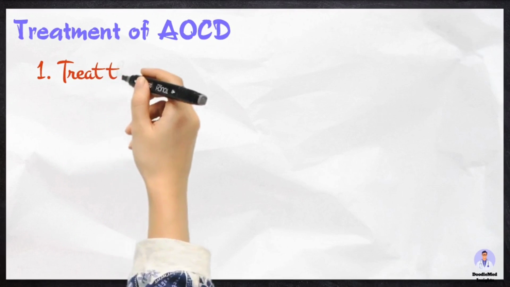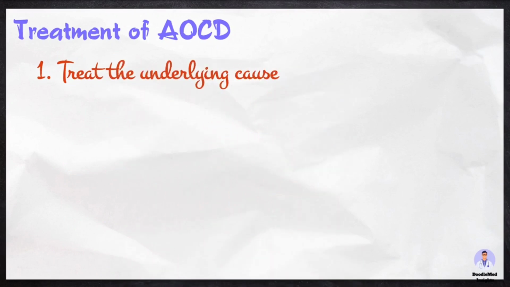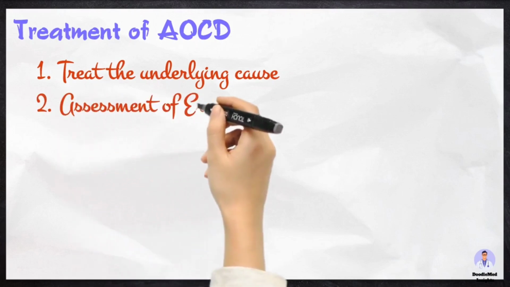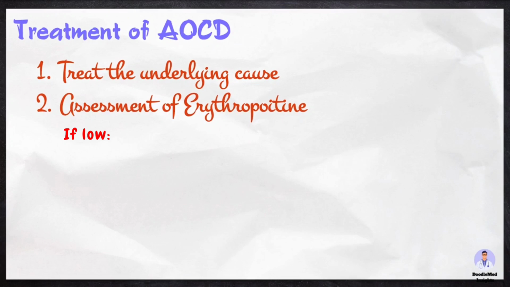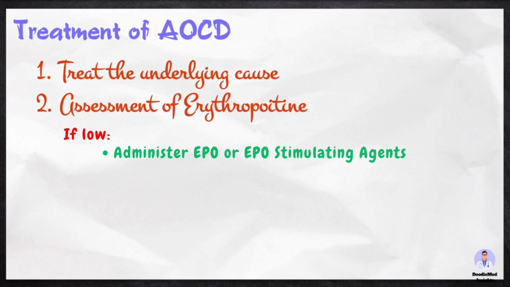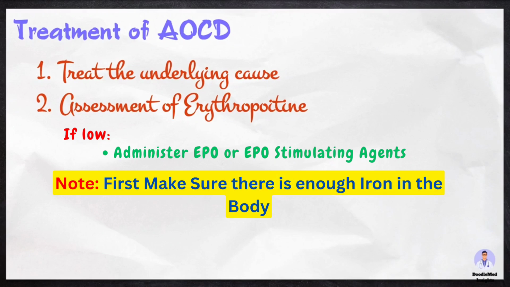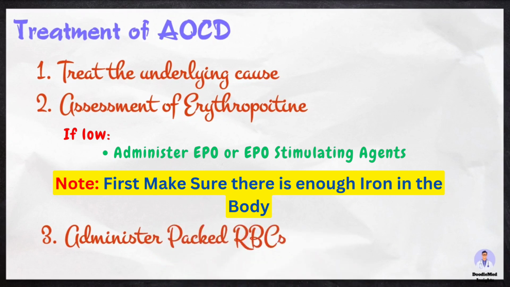Treatment involves first treating the underlying disease. If we don't know the underlying disease, or if treating it doesn't help the anemia, assess erythropoietin levels. If low, consider administering erythropoietin or erythropoiesis-stimulating agents, but make sure there's enough iron in the body first, because low iron can make these medicines less effective. If erythropoietin levels are normal, packed red blood cells can be administered as needed.